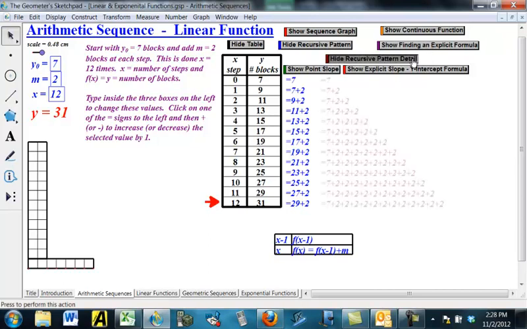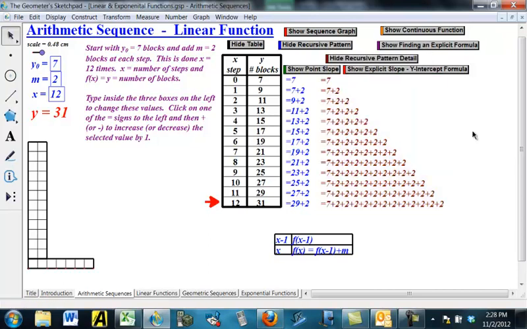Then we also noticed this before, that we could rewrite this as 7 for the 0th step, then 7 plus 2 for the next, then 7 plus 2 plus another 2 for the next one, and 7 plus 2 plus 2 plus another 2, and so on forever.